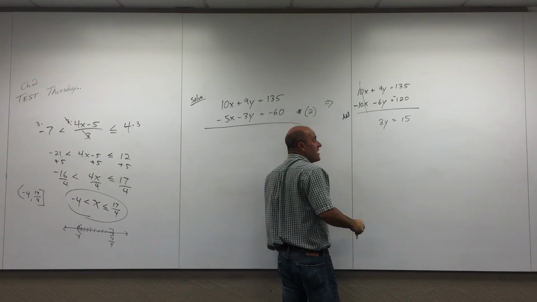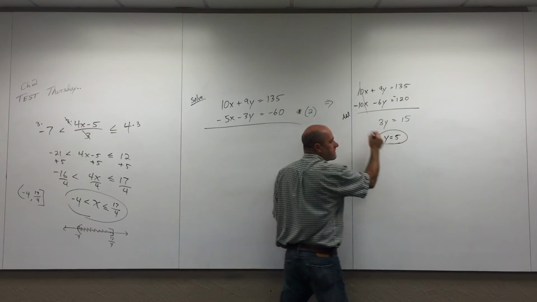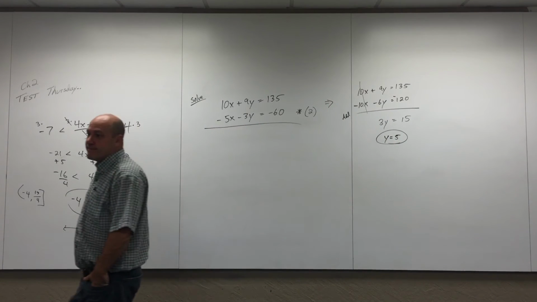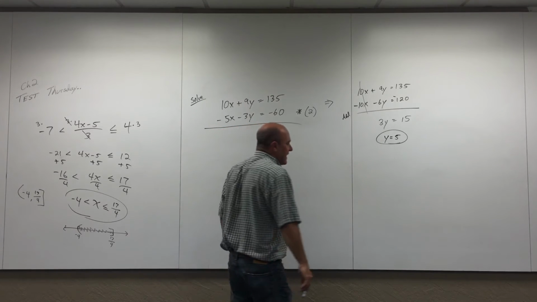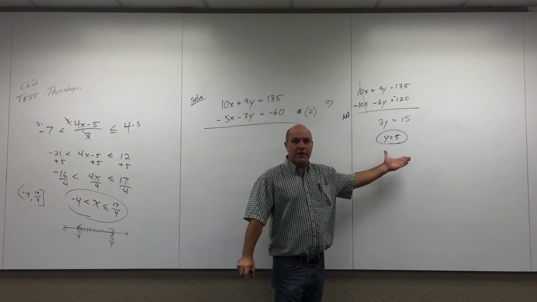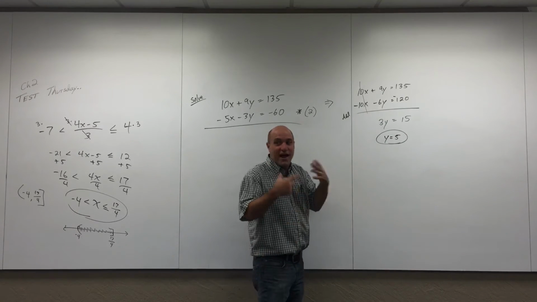And you're done. Divide by 3, y is 5. And you're not done. Actually, on the in-class quiz, I did find people stopping here. Maybe I said you're done too often. You're not really done.